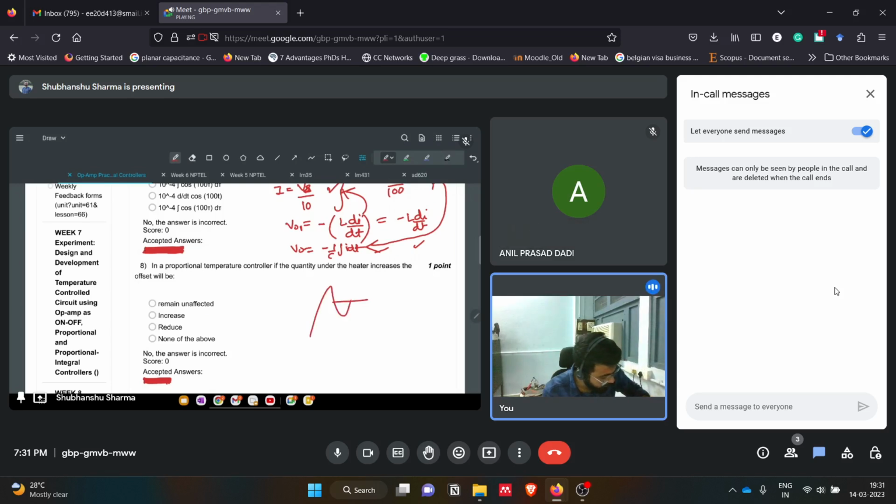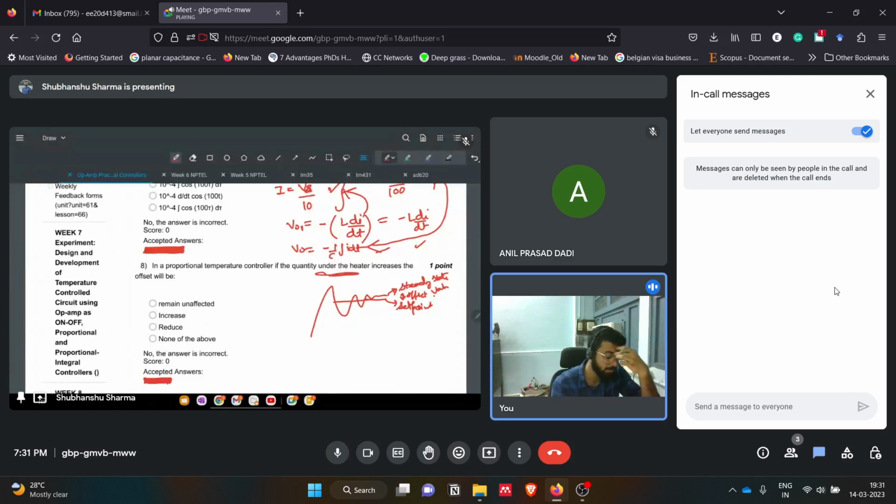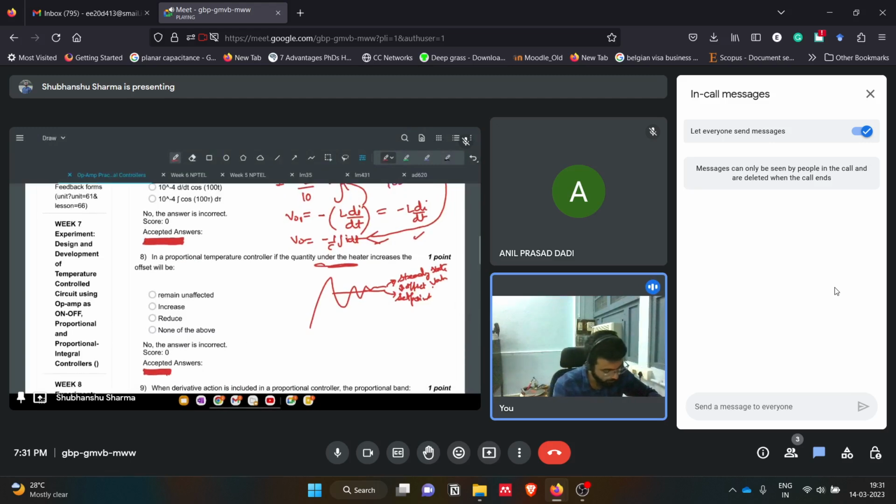So the signal will be like this. This was the set point. This is the steady state value. So this is the offset. There is always an offset there. So you can answer, the quantity under the heater increases, that is basically we can say the load of the heater increases, then the offset will be. So this is also okay.